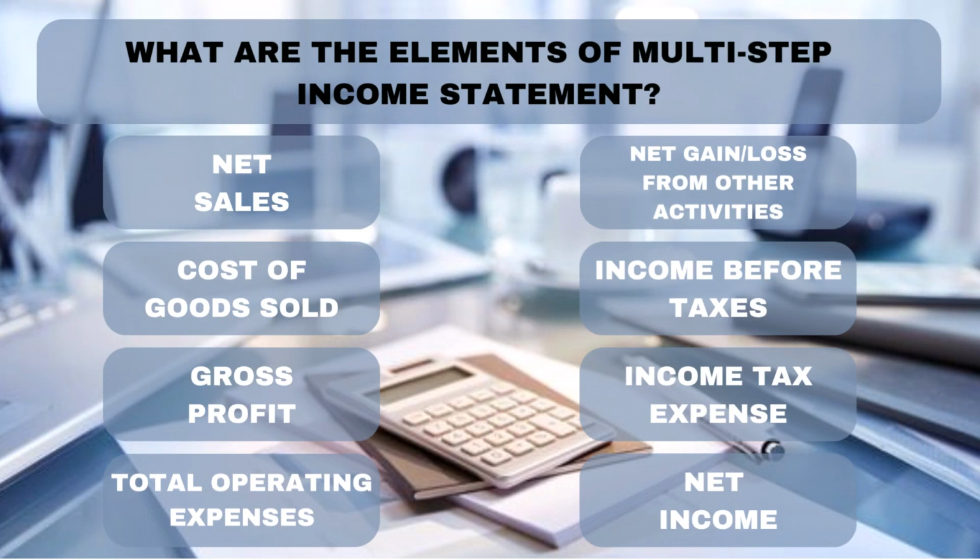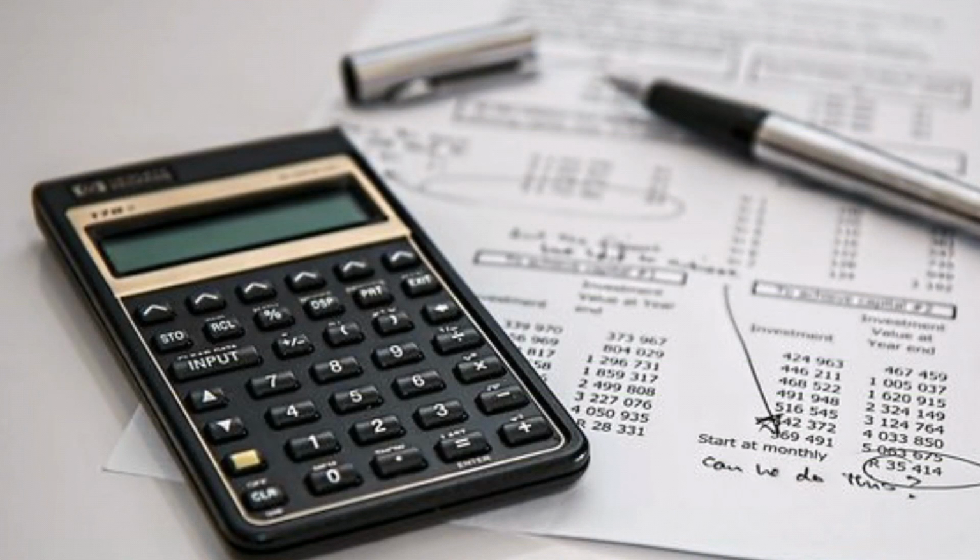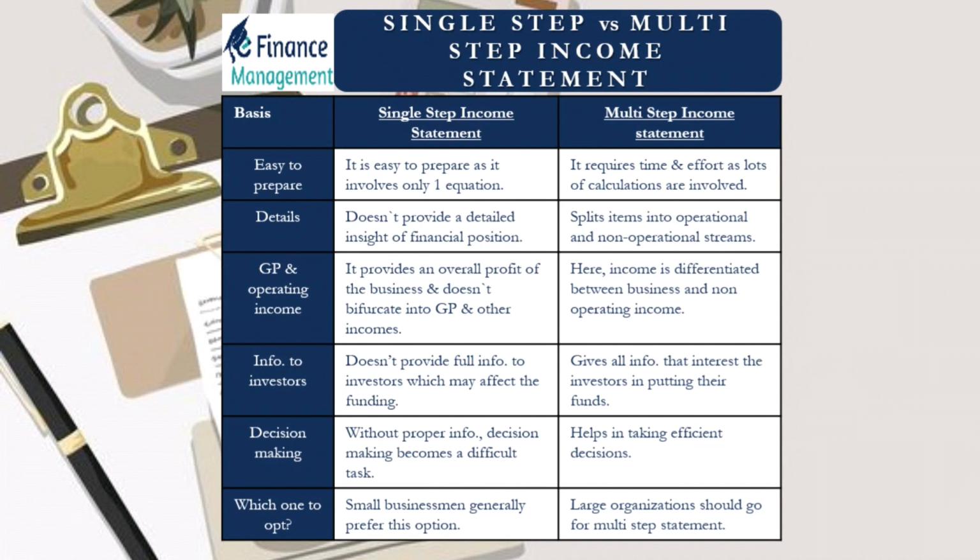When making a multi-step income statement, one must remember the key elements. These are the net sales, cost of goods sold, gross profit, total operating expenses, net gain or loss from other activities, income before taxes, income tax expense, and net income. To further understand the single-step income statement and multi-step income statement, take a look at these diagrams and pictures that we'll be presenting in this presentation.